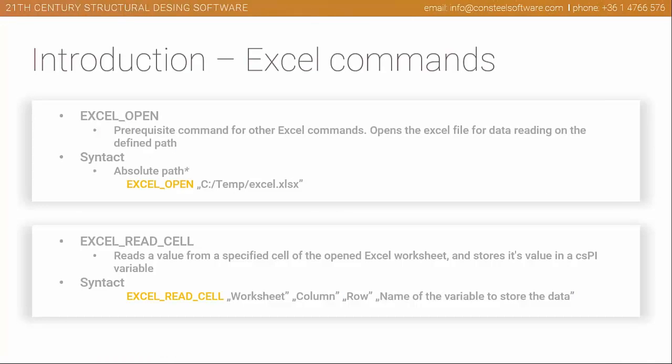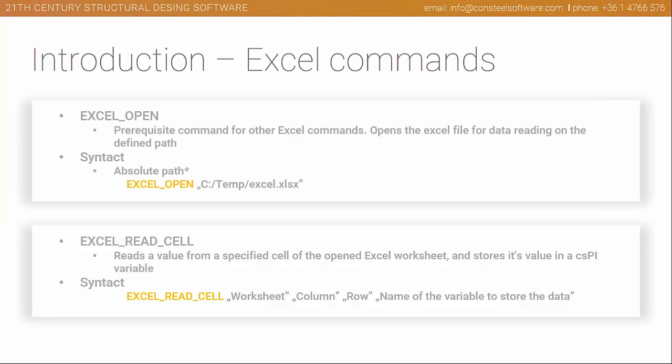Okay, let's move on to the Excel commands themselves. In ConSteel 11 we have 4 Excel commands so far. The first one is the Excel open command. This is basically a prerequisite command for all other Excel commands, because you have to open an Excel file which will be used for the data transfer between Excel and ConSteel. Here you can see the syntax rule. We will check it in a live demo.